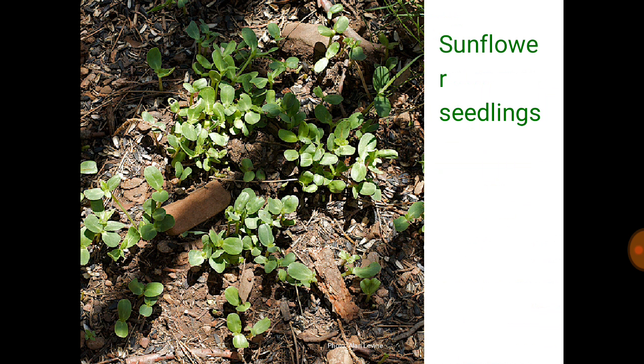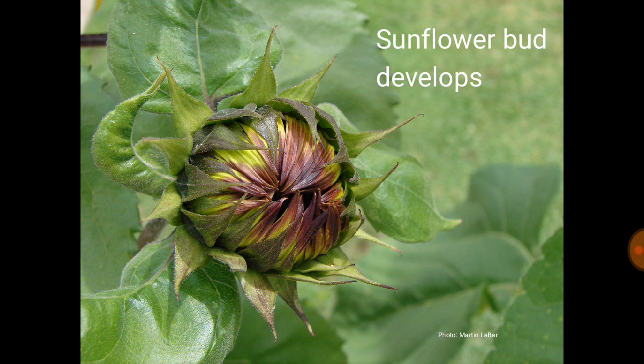Now, after about a week, the seed begins to grow into a plant. It is now called a seedling. The plant grows taller and the leaves become bigger. After about 3 weeks, the seedlings turn into a bud and then continue to grow even taller.